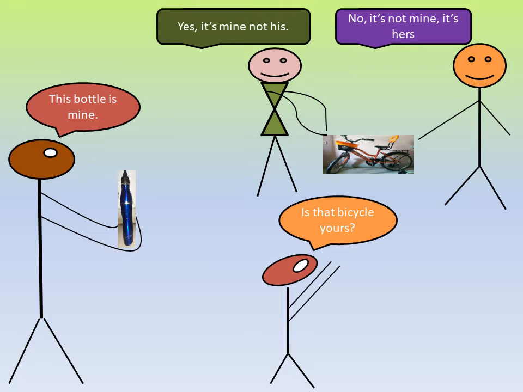Look at those images very, very closely. There is this person here who is holding a bottle. The person says, this bottle is mine. So mine talks about possession, and who is the owner? So naturally the person is talking about himself. So I and mine.